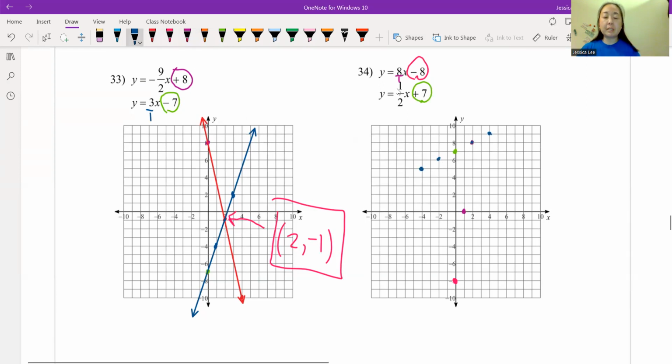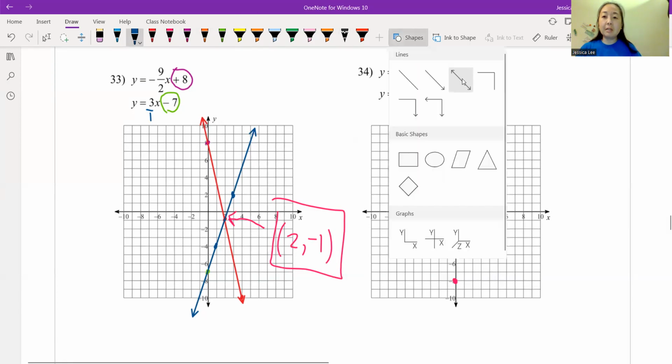I think the biggest thing is a lot of people switch it. So they go like right 1 and then up 2. Yeah, don't do that. All right, and here we go.